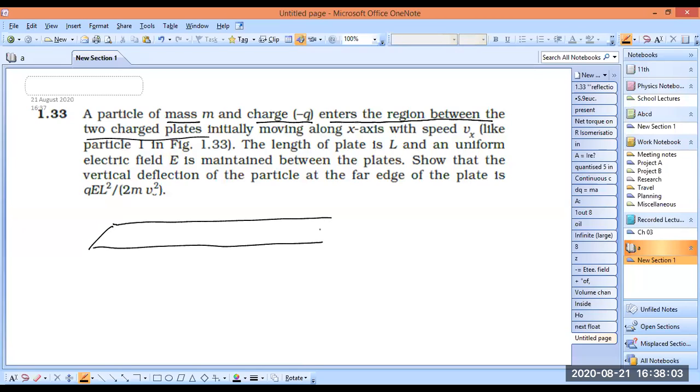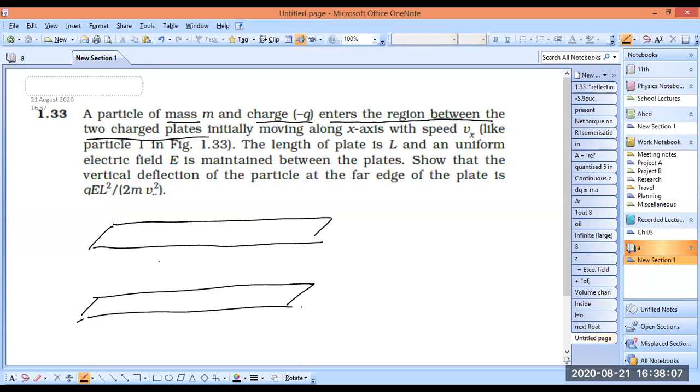Okay, so suppose here is that plate. Here's another one, right? And this particle, which is having a charge minus q and mass m, is moving along the x-axis. The length of this plate is L, and a uniform electric field is maintained between the plates. So suppose the electric field is downwards.